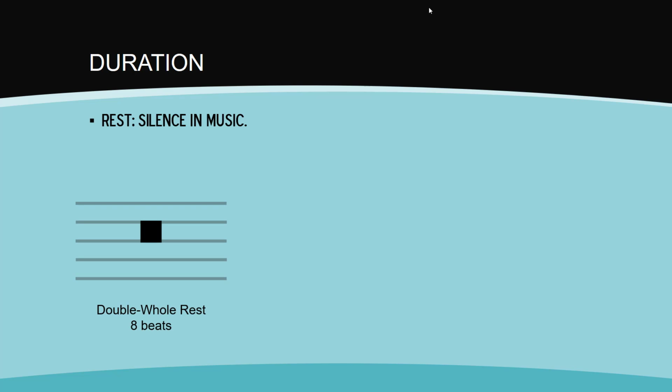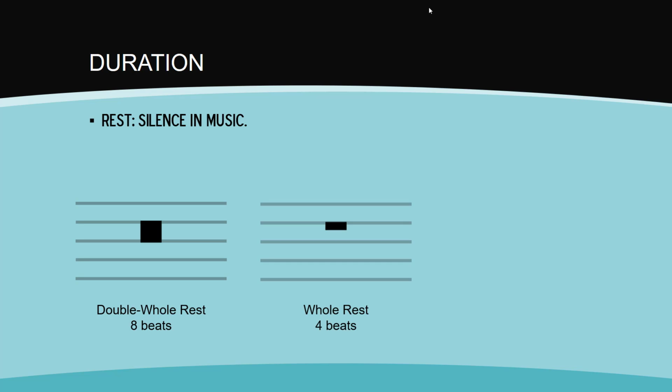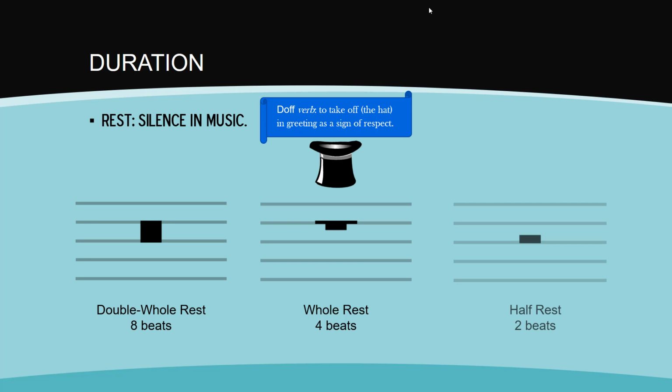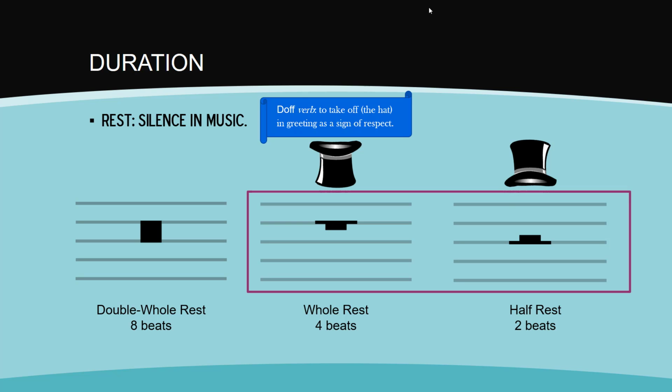A double whole rest looks like a stubby tall rectangle. A whole rest looks like a doffed top hat. A half rest looks like a top hat that is still on a person's head. These two symbols are very similar, so sometimes it is hard to remember which one represents the whole rest and which one represents the half rest. A good way to remember them is to think that a whole gentleman would take off, or doff, his hat out of respect to another individual. A half a gentleman would leave his hat on.